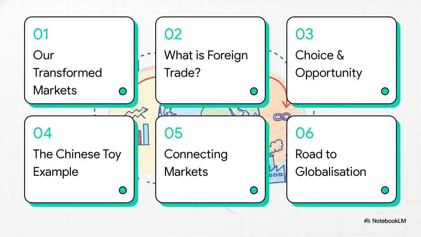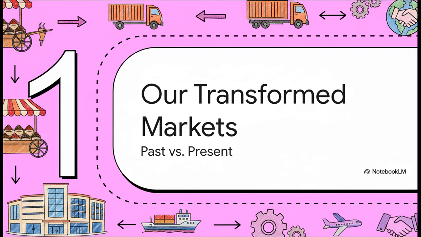So, this is what we will be covering today. First, we will look at how our own markets have changed so much. Then, we will get a clear definition of foreign trade. We'll also look at a very interesting example, the case of Chinese toys, to see how it works. After that, we'll learn how trade connects different markets, and finally, we will see how all of this is part of the bigger idea of globalization. All right, let's begin with our first topic.